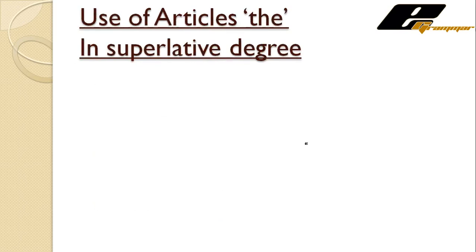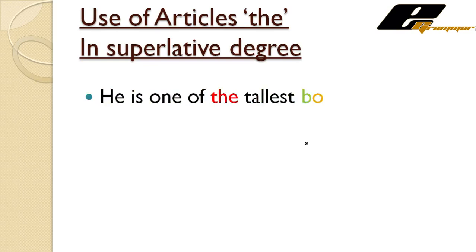Generally articles are used in superlative degrees also. These are of their kind and it is only one. So I will give you some examples so you will understand it much better. See an example for this. He is one of the tallest boys in our class. In our class there are many boys. Among them a few are tall, a few are shorter, but among them he is the tallest boy. Meaning he is above all.